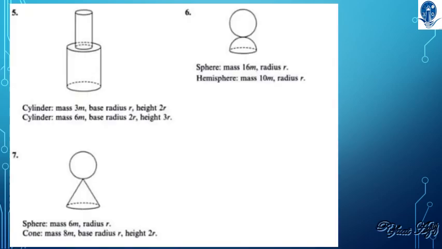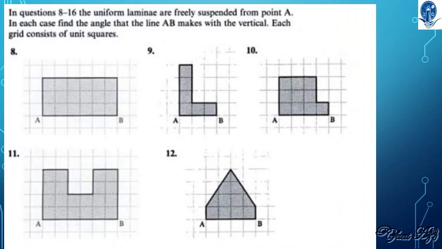This is the homework. This is two cylinders, and this is a sphere, and this is a hemisphere of mass 10, and this is a sphere of mass 16 m, and this is a sphere, and also this is a cone.